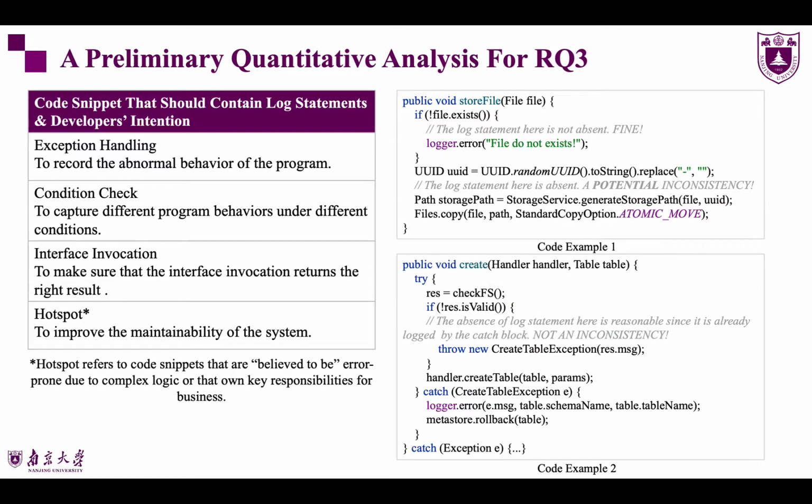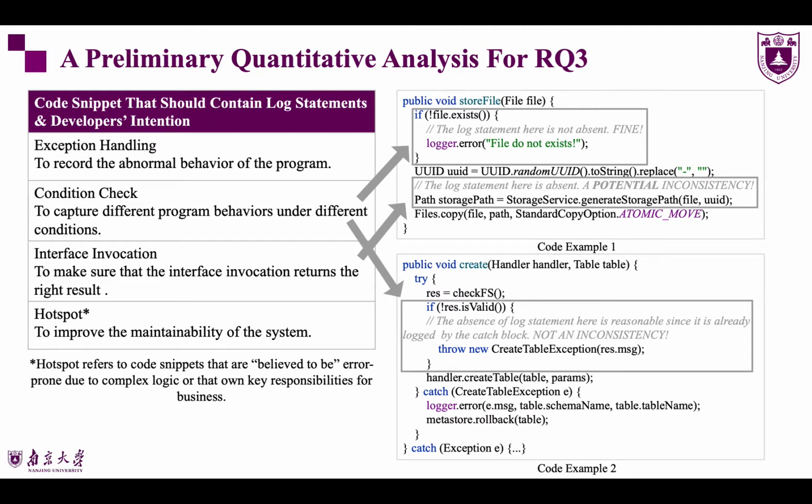For research question 3, to investigate to what extent the developer's I&C could be properly reflected in their code, we performed a preliminary analysis. The table on the left summarizes the code snippets that developers think should contain log statements. Our strategy is simple. We found these code snippets in the source code, like the examples on the right, and observed whether there exists a log statement in each code snippet. If a code snippet did not contain a log statement, we picked it out and talked with the developer in the follow-up interviews.